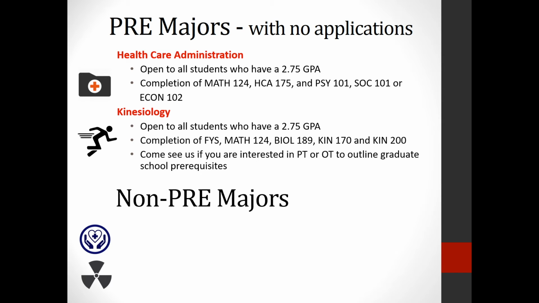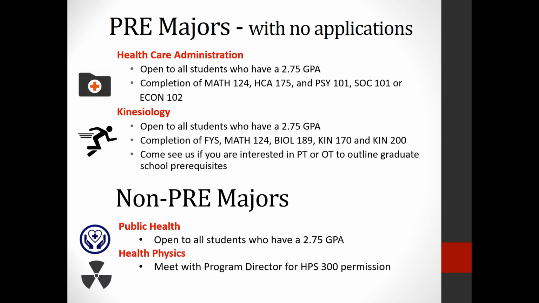The Division of Health Sciences also has two non-pre majors, which include public health, that's open to all students who have and maintain a 2.75 GPA, and health physics, as this degree requires a lot of higher chemistry, math, and physics. A meeting is required with Dr. Steen Madsen, the program director, to obtain upper division course permission. This major is open to all students who have a 2.75 GPA and is a popular choice for all pre-med students.